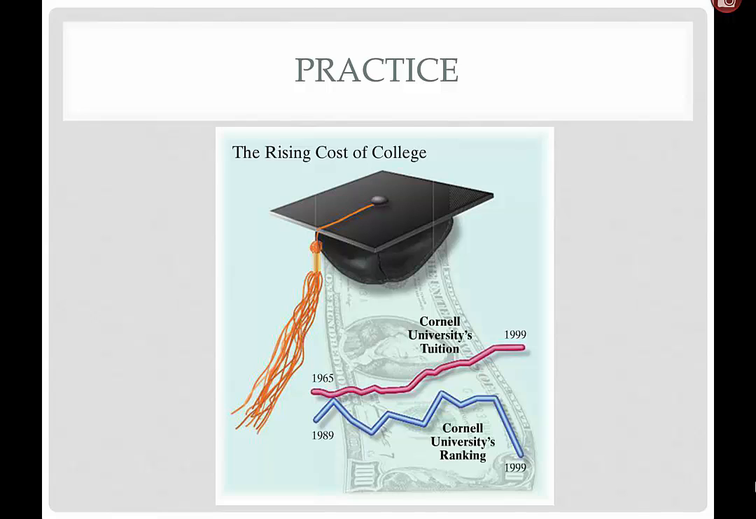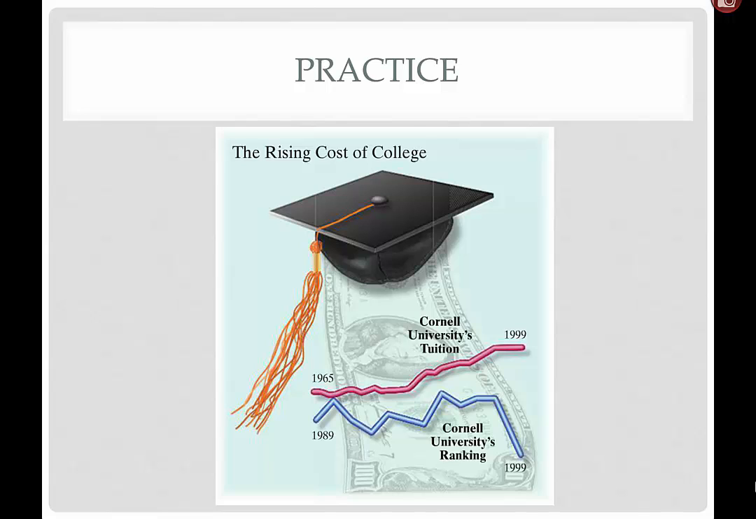And this one shows the rising cost of college. Okay, and so we look at this graph and we see that Cornell's tuition has gone up from 1965 to 1999, and their ranking has gone down from 1989 to 1999. Well, first of all, you're looking at two different sizes for the period of time. From 1965 to 1999 is 34 years, but from 89 to 99 is only 10 years, and yet the graphs are the same length. So that first is misleading.